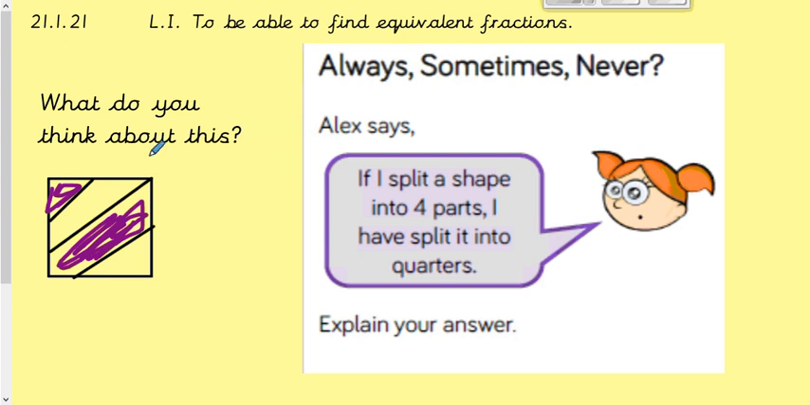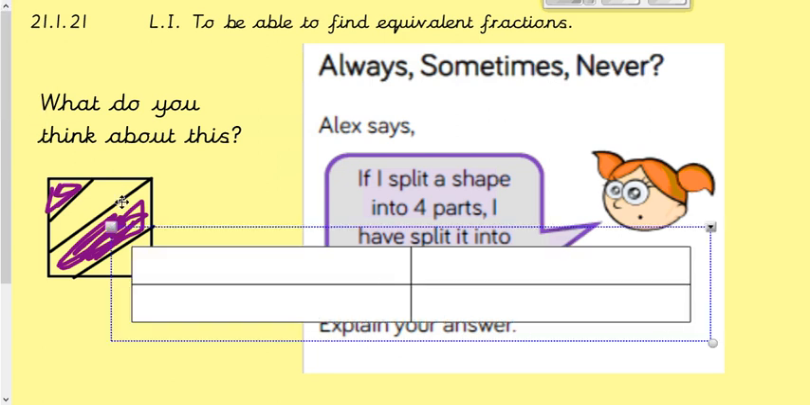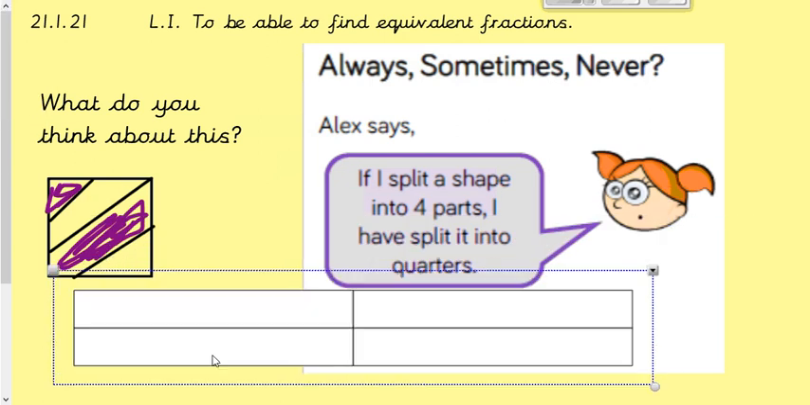So let's try again. If I draw this shape, now this is split into 4 equal parts, therefore this would be split into quarters. Okay, so her statement is sometimes true. It's not always, it's not never, it's sometimes, because you can see here is not true, but here it is. It just means that you have to split it into 4 equal parts. Let's have a look at this then.